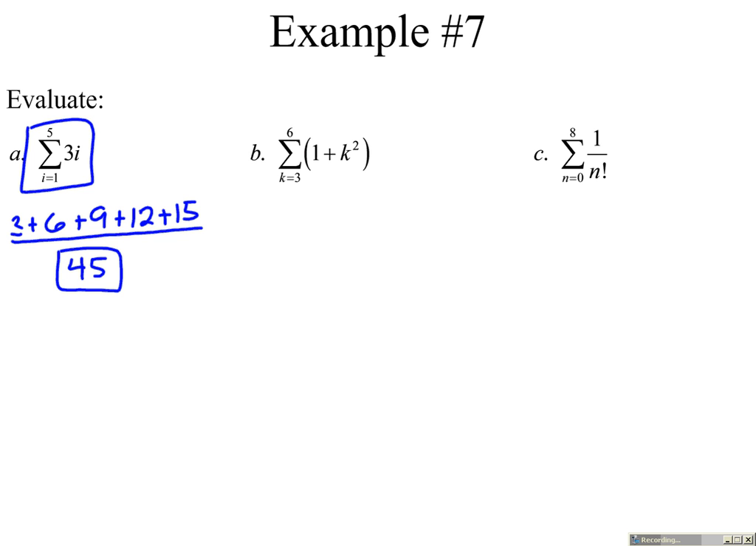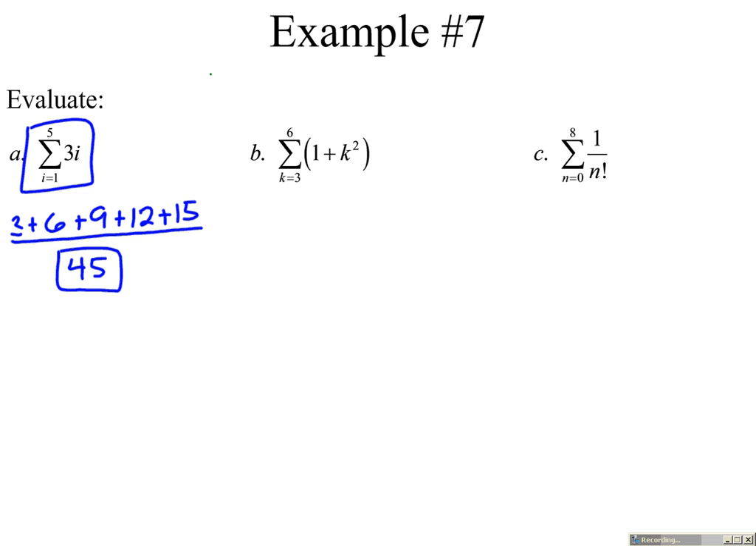Letter B. How many terms are we going to be adding together here? There are 4 of them. 6 minus 3 is 3. Plus 1 makes 4 terms that we are adding together. We're going from term 3 up through term 6. So the third term, fourth term, fifth term, and sixth term, 4 total.